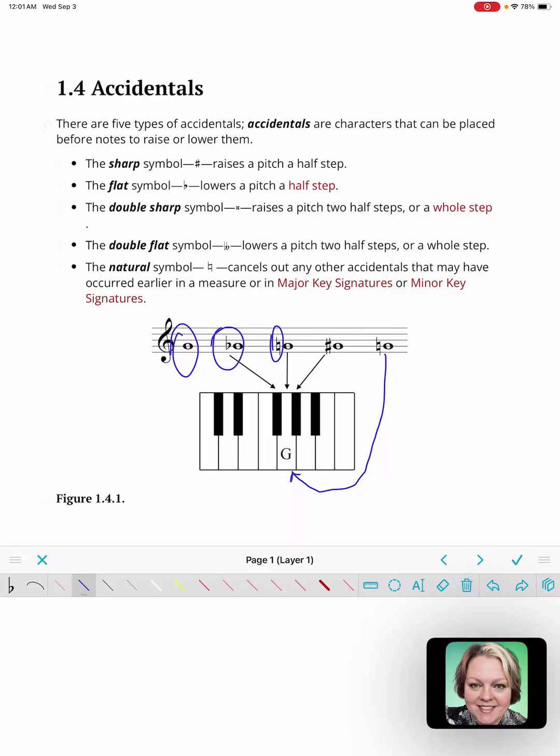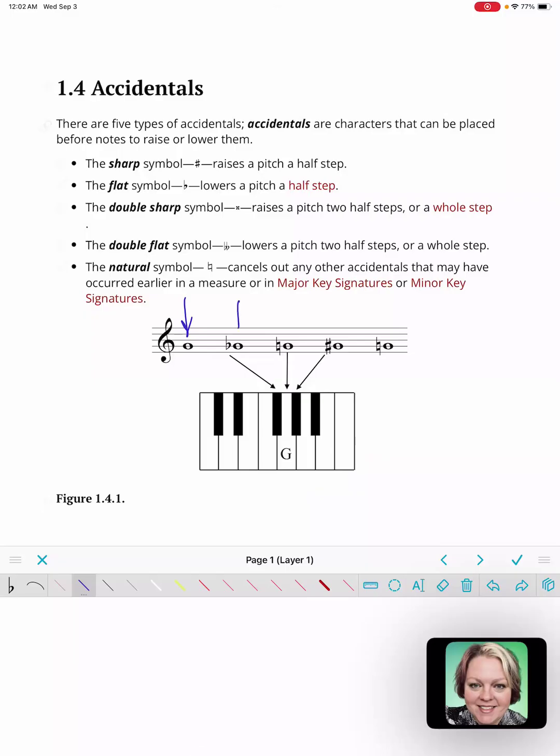Orally, what does that sound like? All right, let me erase this stuff off of here. Okay, so I'm sitting at my piano. First note is a G. I'm gonna draw a little arrow to it. So it sounds like this.